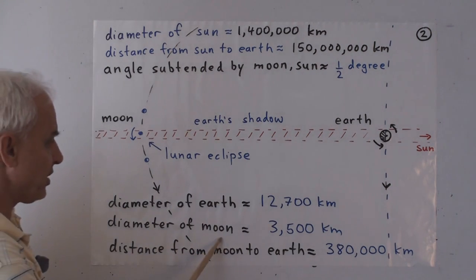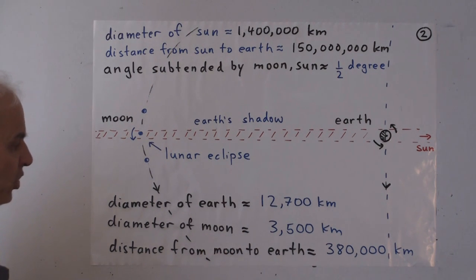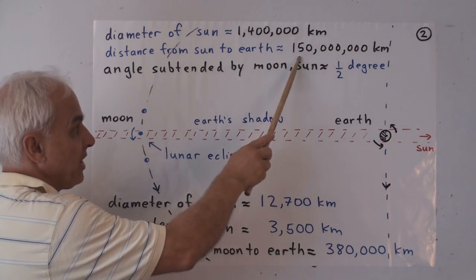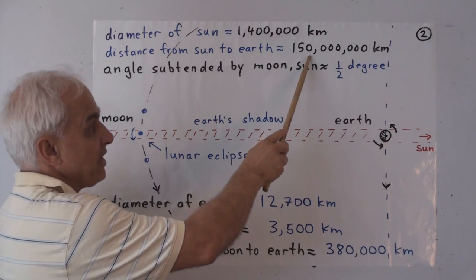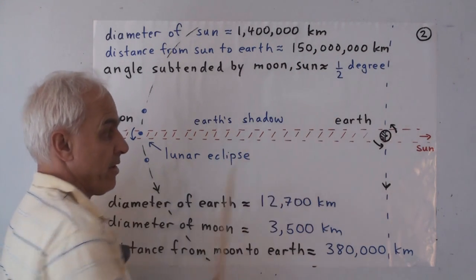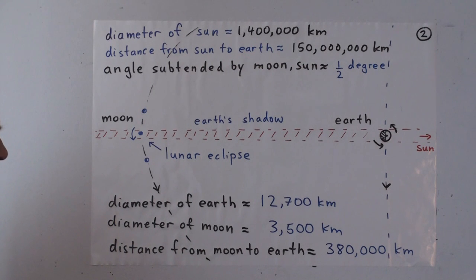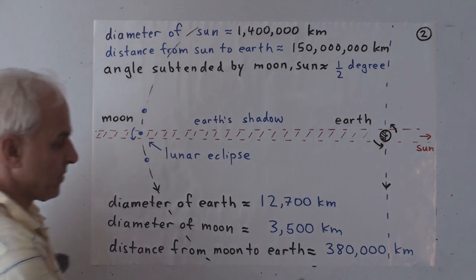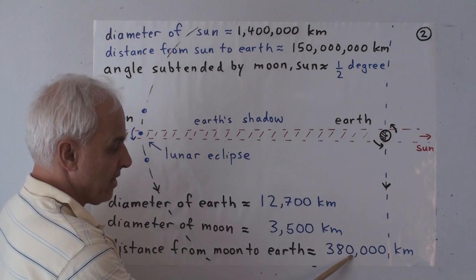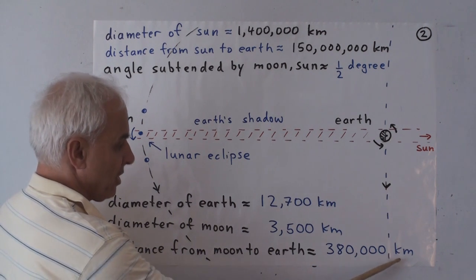The diameter of the moon is roughly a third or a quarter of the diameter of the Earth. The distance from the sun to the Earth is, as we mentioned in the previous slide, 150 million kilometers. While the distance from the moon to the Earth, we now know, is 380,000 kilometers.